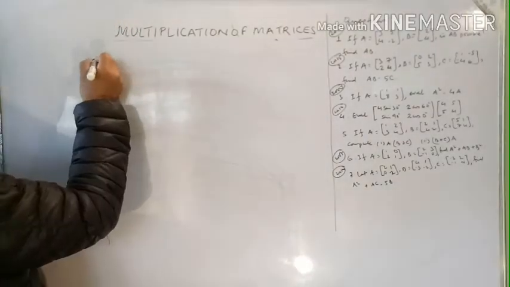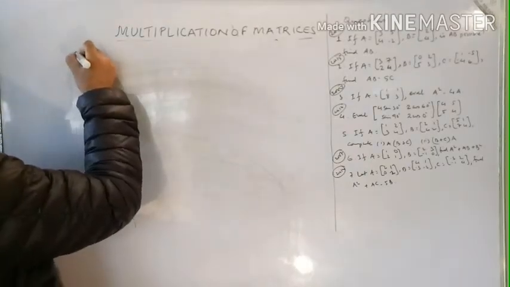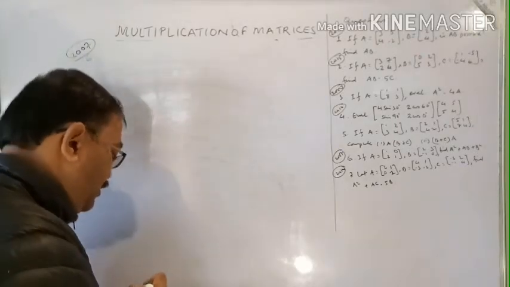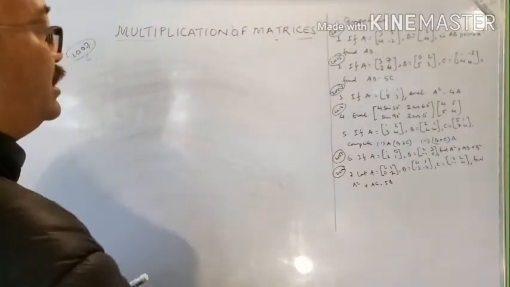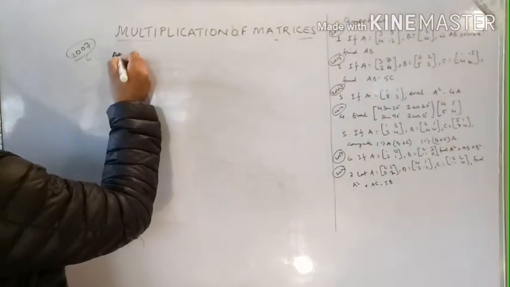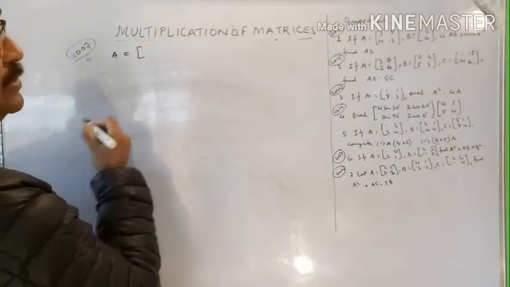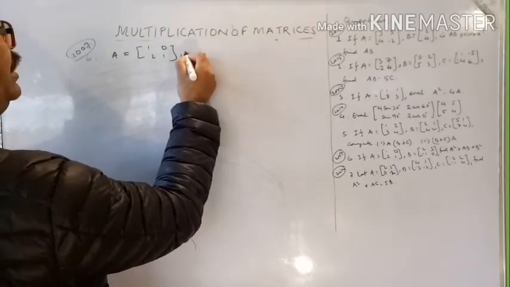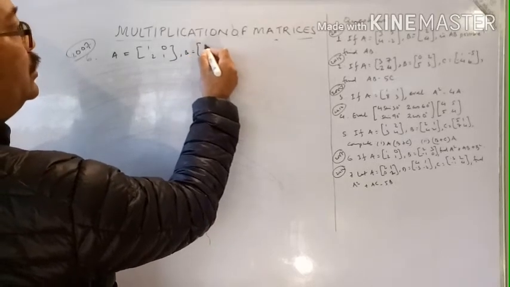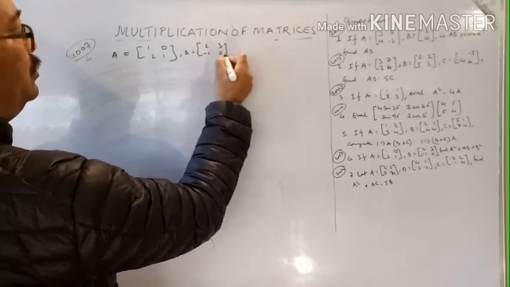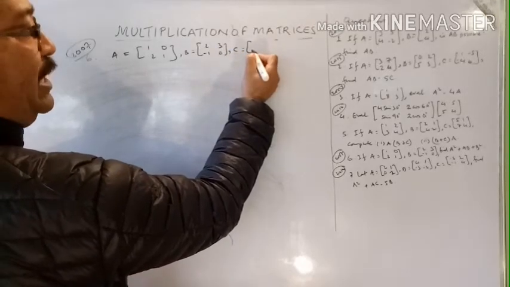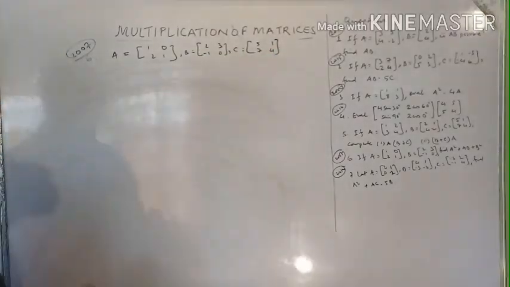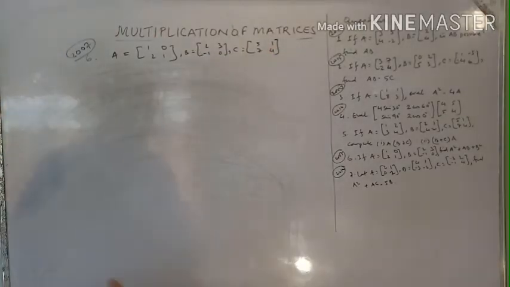Now question number 6. This came in 2007. Okay. So what is given is A is equal to 1, 0, 2, 1, and B is equal to 2, 3, minus 1, 0, and C is equal to 5, 1, 7. Okay, 3 matrices given.